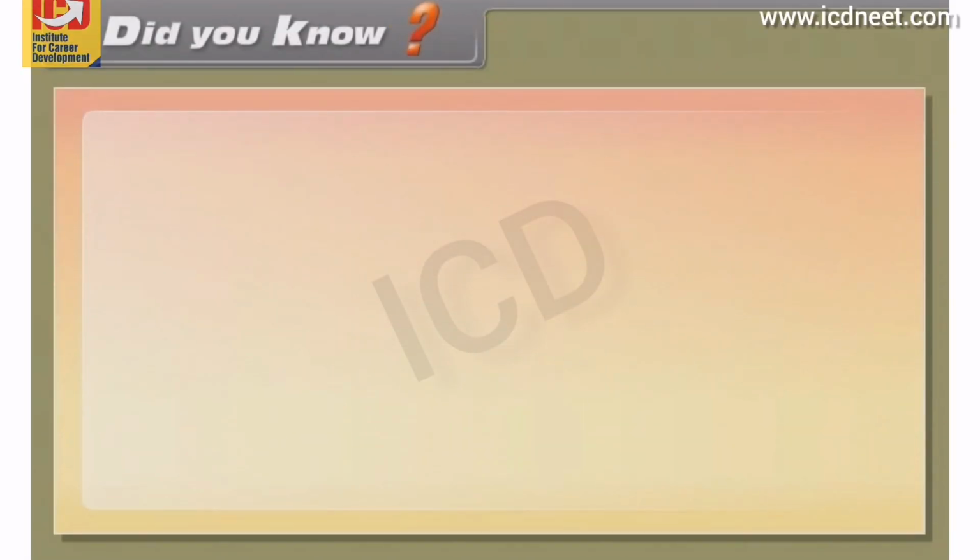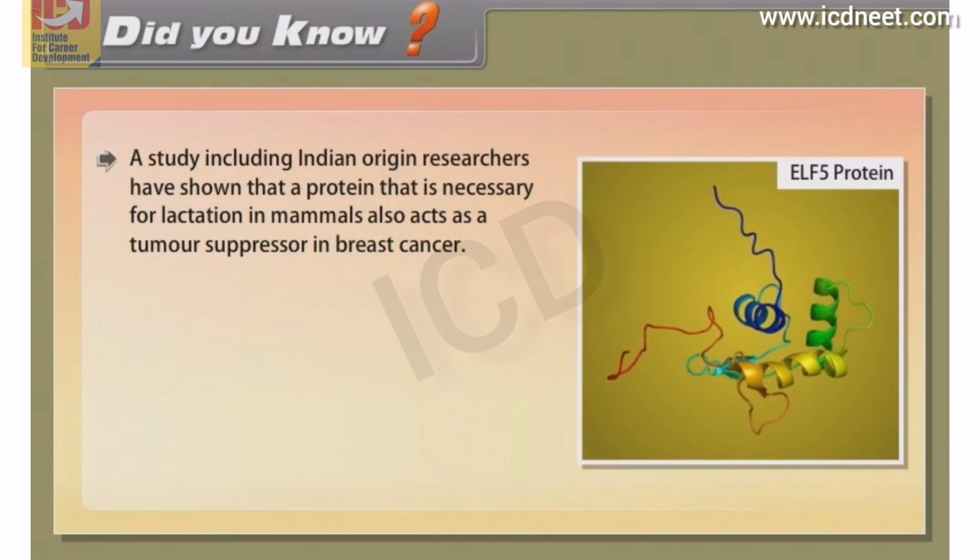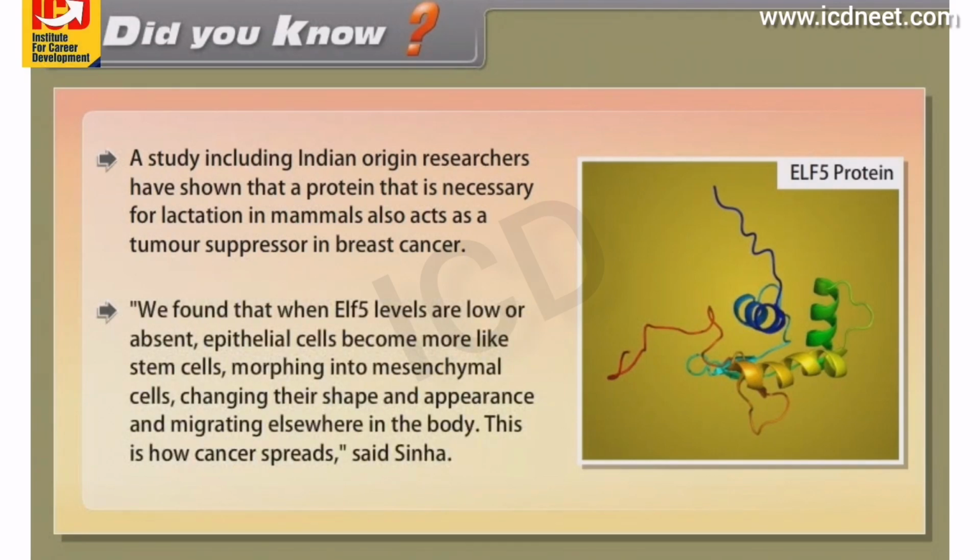Did you know? A study including Indian origin researchers has shown that a protein that is necessary for lactation in mammals also acts as a tumor suppressor in breast cancer. We found that when ELF5 levels are low or absent, epithelial cells become more like stem cells, morphing into mesenchymal cells, changing their shape and appearance and migrating elsewhere in the body. This is how cancer spreads, said Sinha.